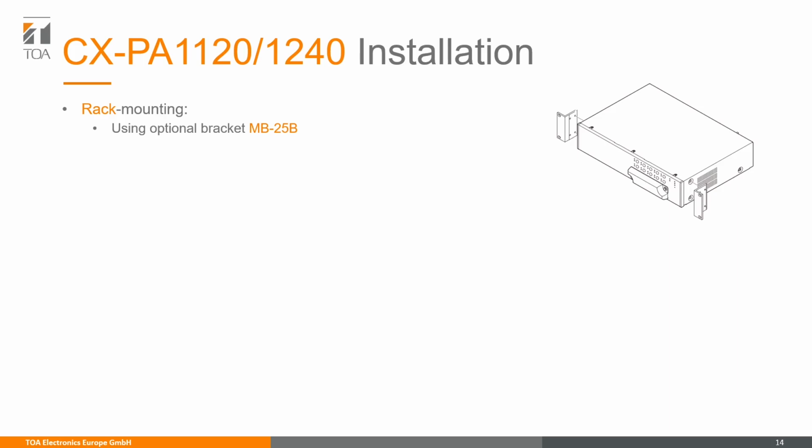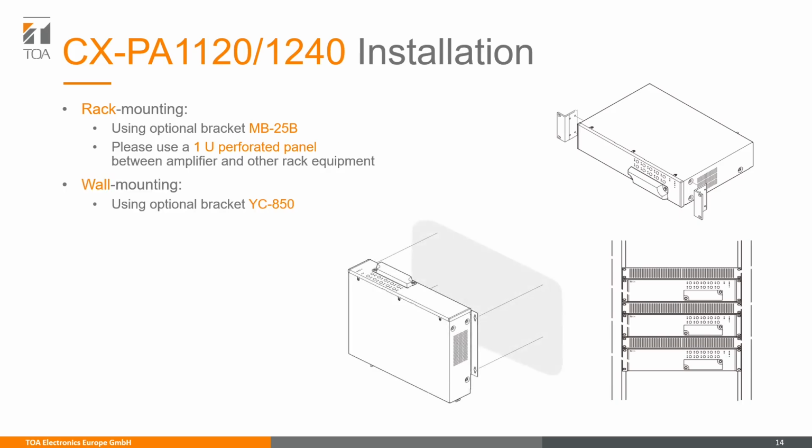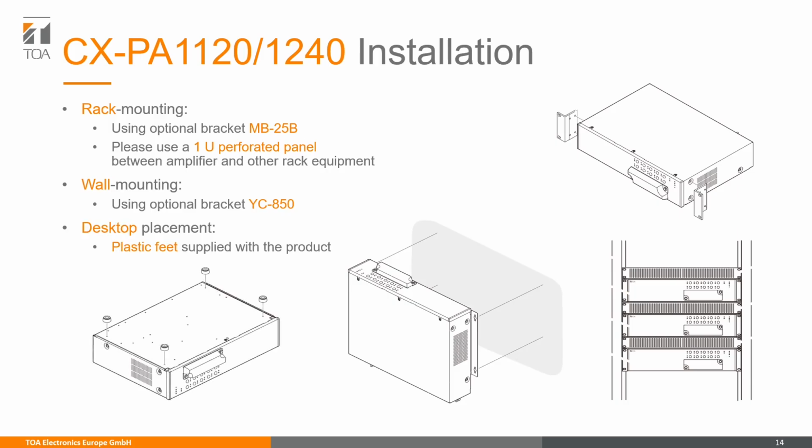The amplifiers are 2-unit size devices. If you do the rack mounting, it's important to keep in mind that between each amplifier and also between the amplifier and other equipment, you always need a 1-unit size perforated panel. Furthermore, if you want to mount the amplifier at the wall, you need the bracket YC850. And finally, of course, for desktop placement, you can use the supplied plastic feet.